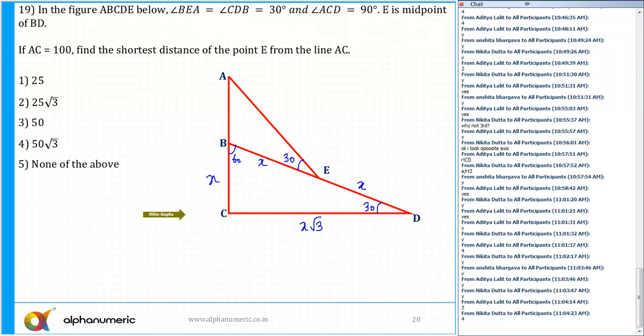So AC is equal to 100. Now this angle is equal to 30. This angle is going to be equal to 120. So 120 plus 30 is 150, and this angle is also 30. So now tell me, B to E is X. This angle is 30, 30. So A to B is also equal to X. Okay, A to B is also equal to X. Is that clear to all of you?